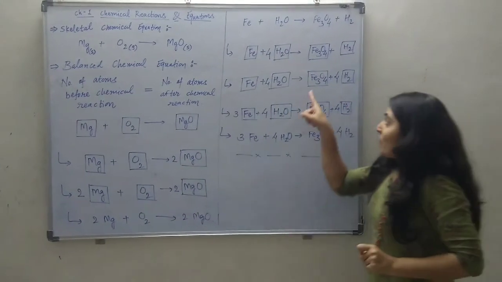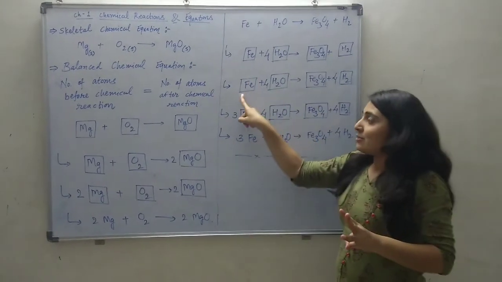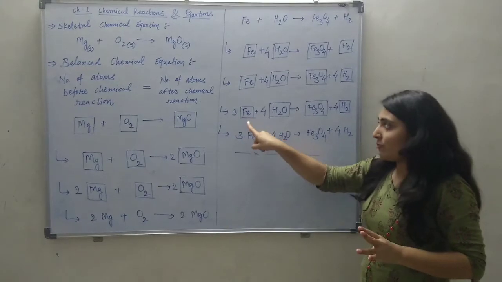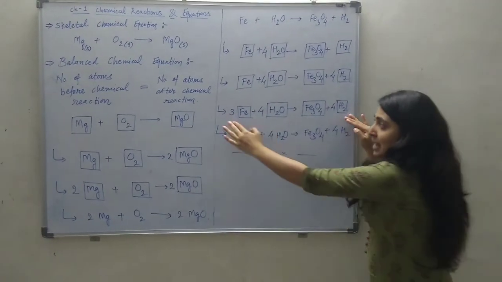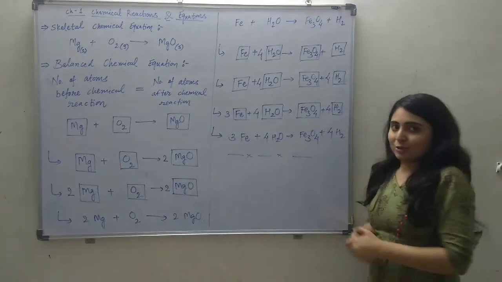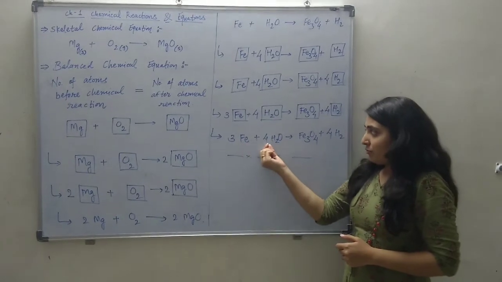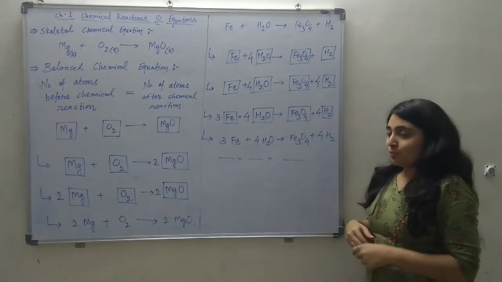Only iron is remaining. Here on right hand side, Fe3, that means 3 atoms. On left hand side, it should be 3. So I am putting 3 in front of Fe. So our final balanced chemical equation should be like this: 3Fe plus 4H2O gives Fe3O4 plus 4H2.